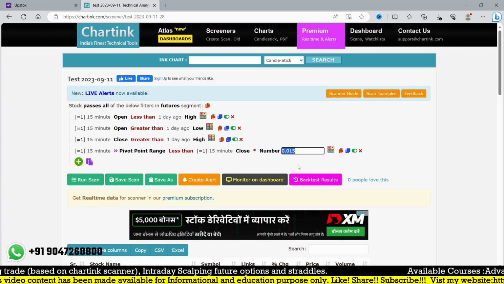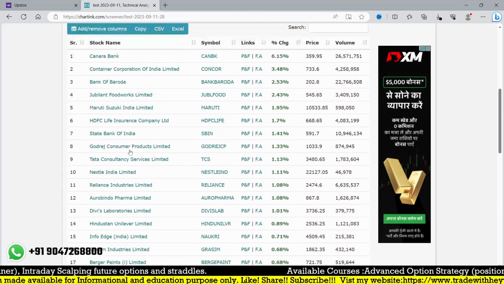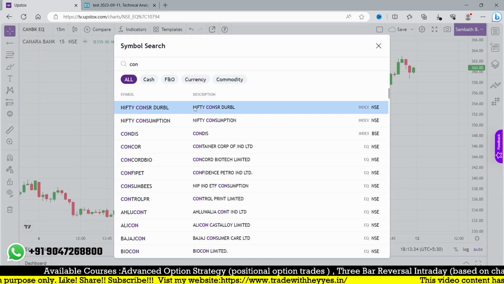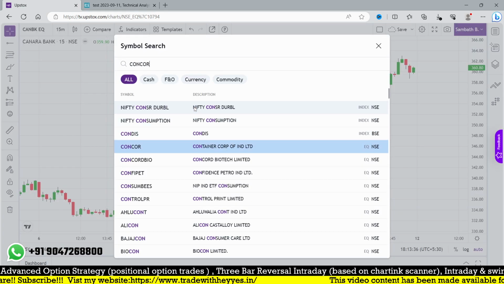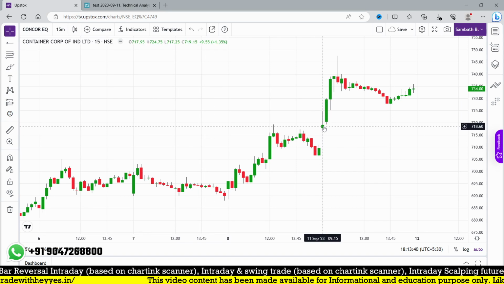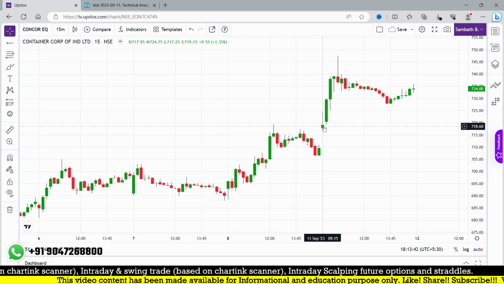So this is 1.5%. Let me go for Canara Bank and Concor. These are all the bigger candles. We can filter out a higher range in the first 15 minutes with this high and low function. I'm just calculating the high and low. It is less than 1.5%.